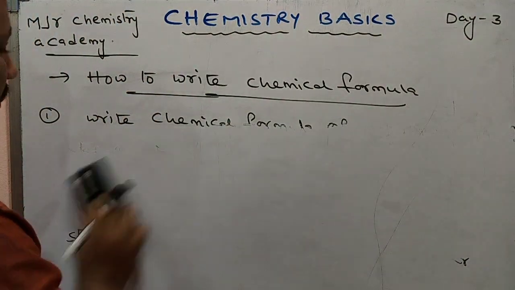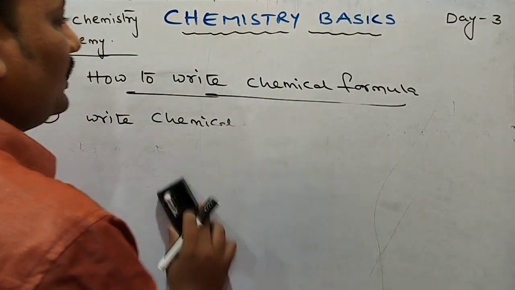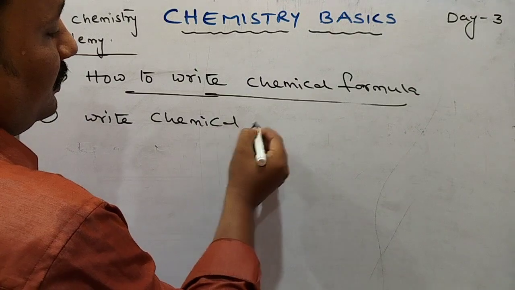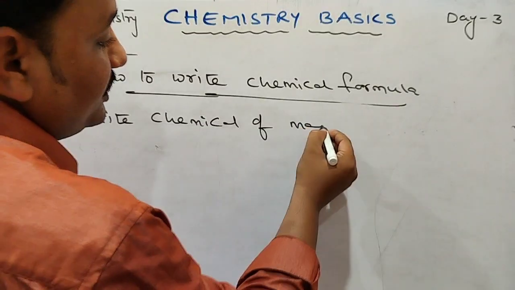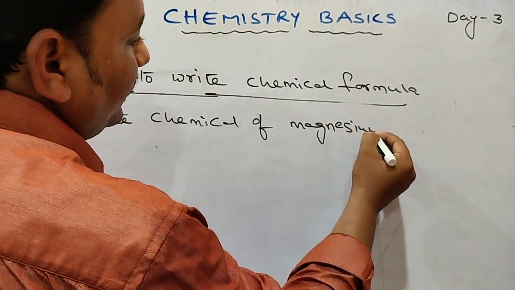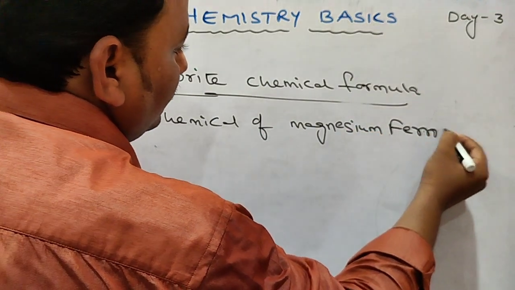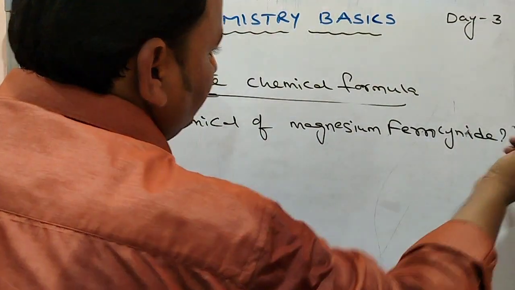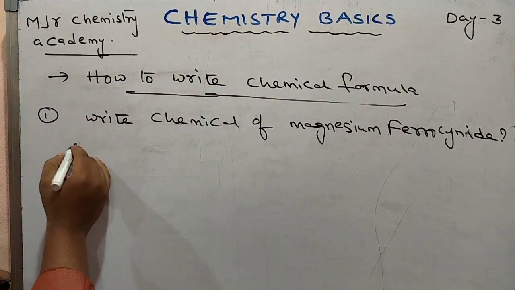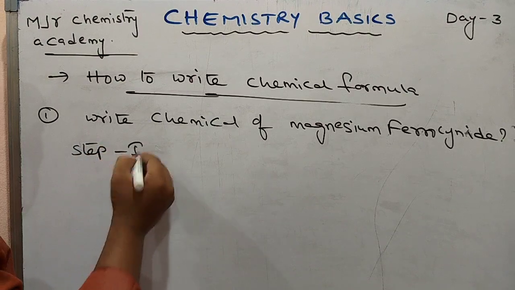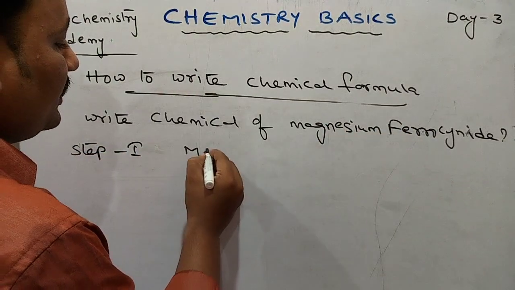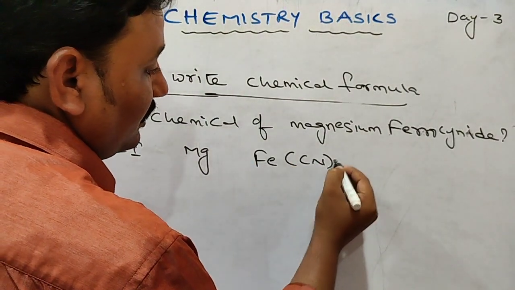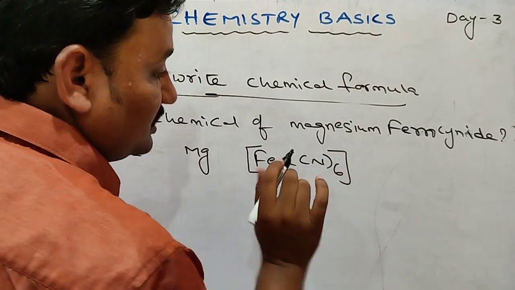write the chemical formula of magnesium ferrocyanide. What is that question? Write the chemical formula of magnesium ferrocyanide. What is the ferrocyanide formula? Already we know that. Step one: you take magnesium. What is ferrocyanide, guys? Fe(CN)6 4 minus. This is the ferrocyanide.